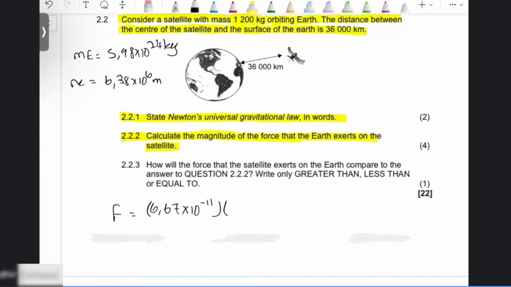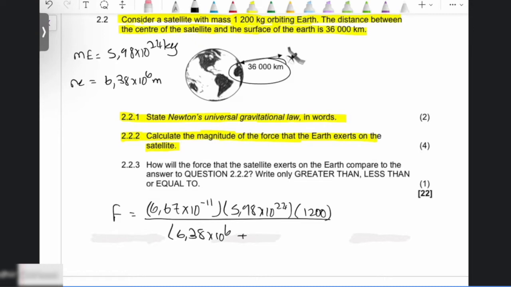So 6.67 times 10 to the minus 11. The first mass is the mass of the actual Earth, so it doesn't really matter. Actually, could have been the mass of the satellite, but 5.98 is what I'm going to go with. Times 10 to the 24. The mass of the satellite is 1,200 kilograms. It must always be in kilograms for your mass. Your distance must be in meters, however, right? So the radius of the Earth is 6.38 times 10 to the 6 meters. We need to now convert this into meters as well. So that's going to be plus 36,000 times 10 to the power of 3 all squared, because we're going to convert it to meters.